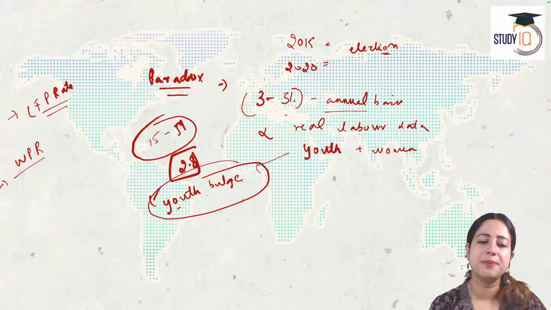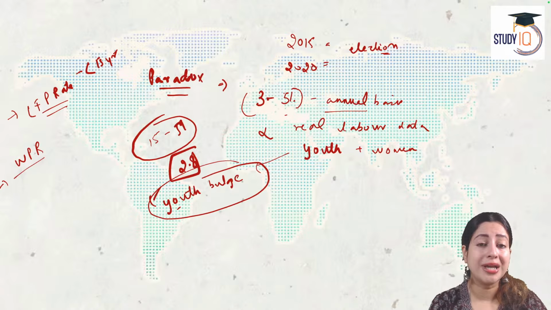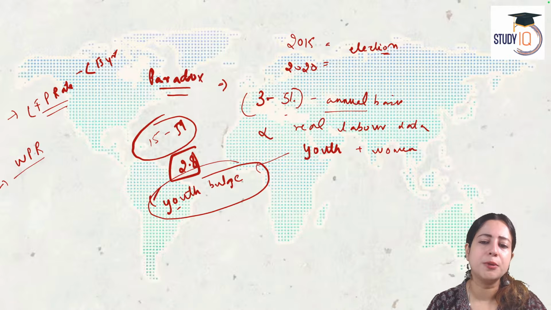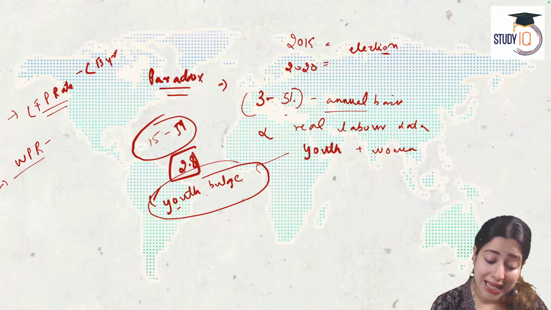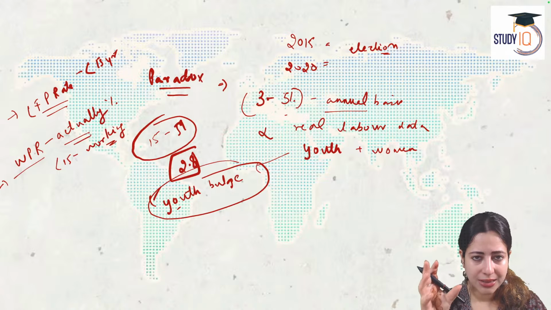What is labor force participation rate? The percentage of population above 15 years of age who is either working or trying to find work. They are actively looking for work. That is the labor force participation rate. How many people in the country are participating in work, in the labor force, workforce? What is WPR? WPR is the worker population ratio. The percentage of population above 15 years who is actually employed. The percentage of people above 15 who are actually working, who do some job, who are earning some money, is the real WPR.